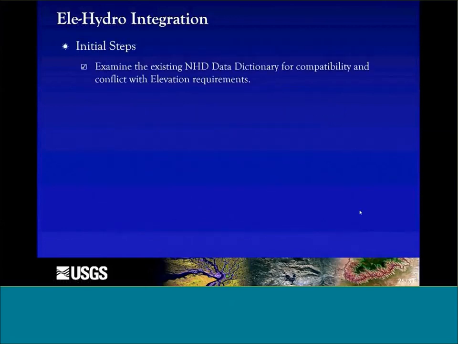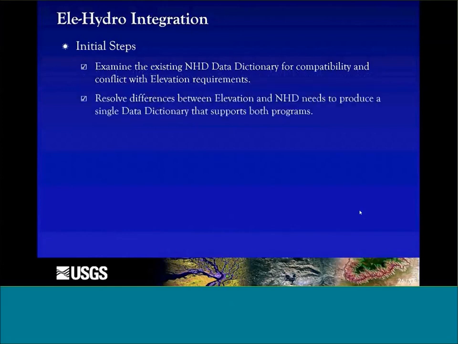So initially, what's needed is to examine the NHD data dictionary as it exists and look for what is compatible with what elevation requirements are and what's different, and then resolve those differences and try to produce a single data dictionary that will support both programs. And things have to be looked at not only in attribution, but also in topology, because there are some differences, and we'll look at some examples of that in just a few minutes.